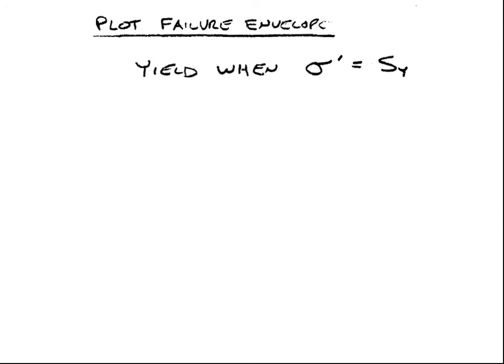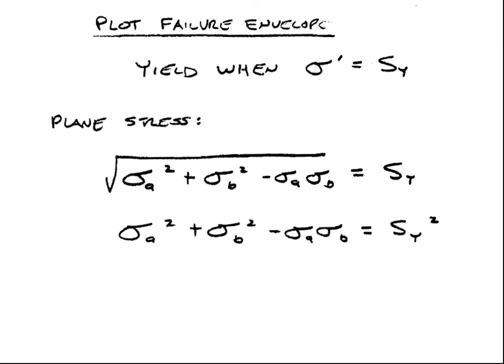So to plot the failure envelope, it's a little more complicated because of the complication of our having the square root involved here. But as we said, our prediction is the von Mises effective stress is equal to the yield strength at failure. So squaring both sides, we have the equation that's shown here.